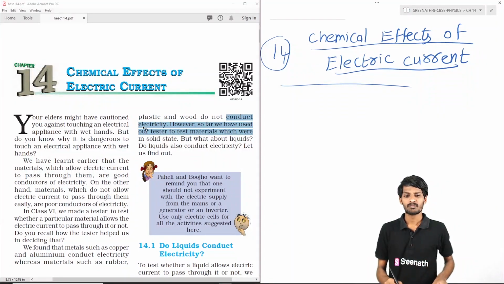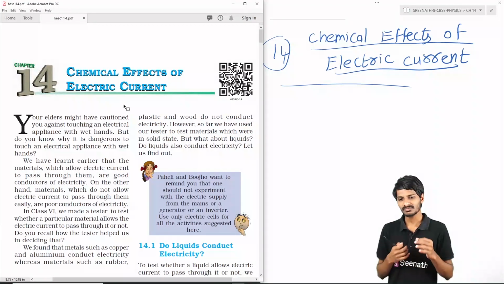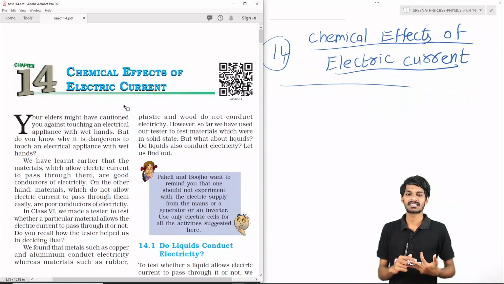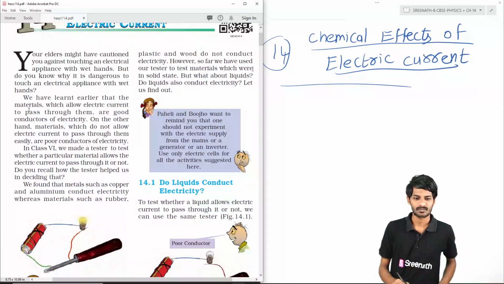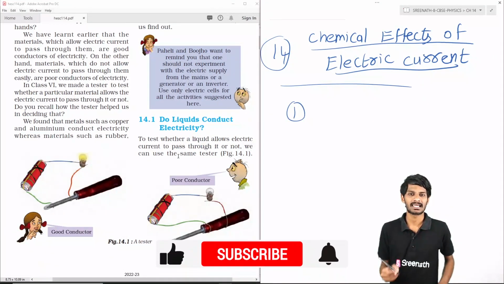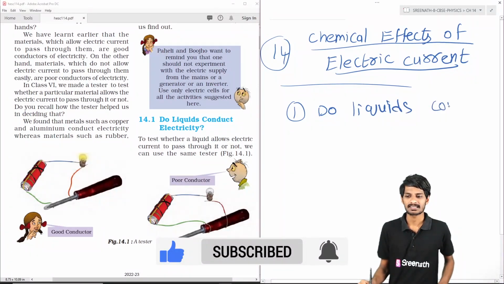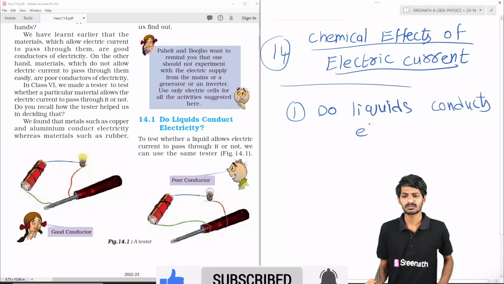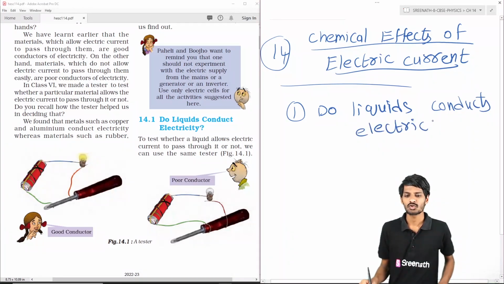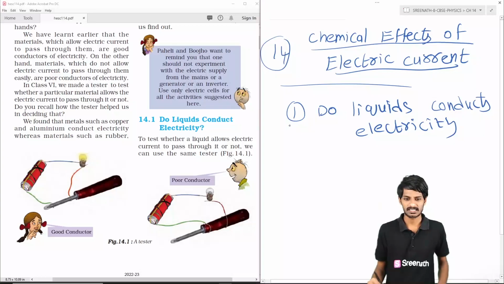Before starting this session, we will see what the concepts in it are. We will just see the overview. After that we will discuss each topic in detail. At the end we have the summary session. So the first topic we are going to learn is, do liquids conduct electricity? We know that solids conduct electricity, but what about liquids? We are going to know about it. It is the first thing.